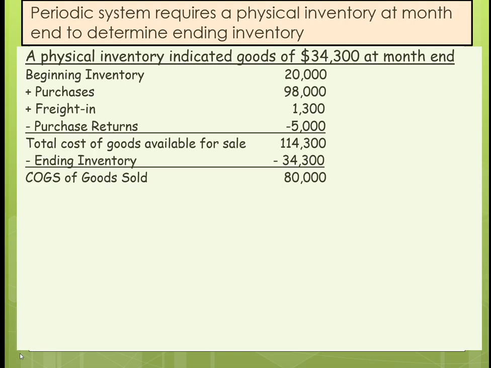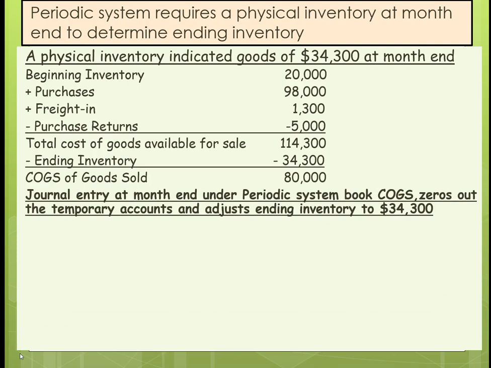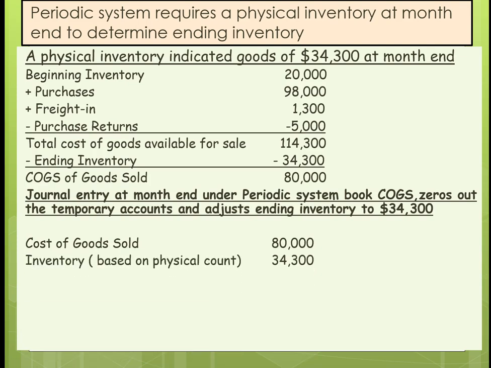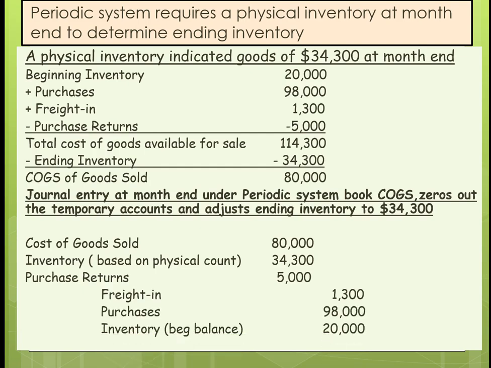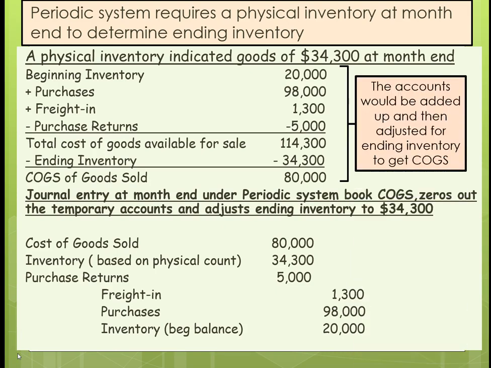So what's the journal entry going to be like? Well, you have to remember we have to zero out all of our temporary accounts and get the ending inventory up to $34,300, and we have to book cost of goods sold of $80,000. So we're going to zero out, book our new inventory balance, and take out the old inventory balance, and then zero out our purchases, freight in, and purchase returns. So remember, the accounts will be added up and then adjusted for ending inventory to get cost of goods sold.